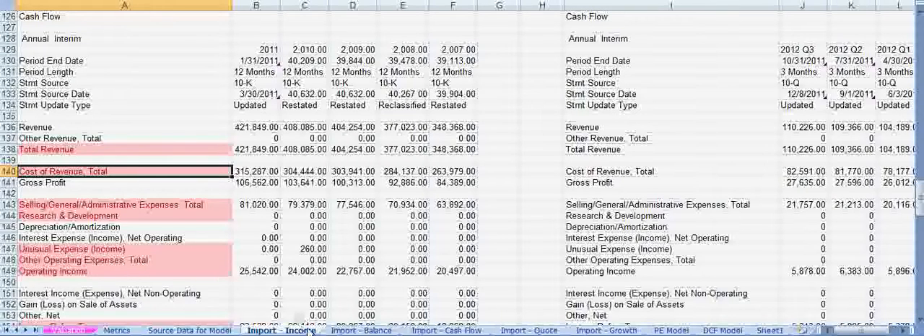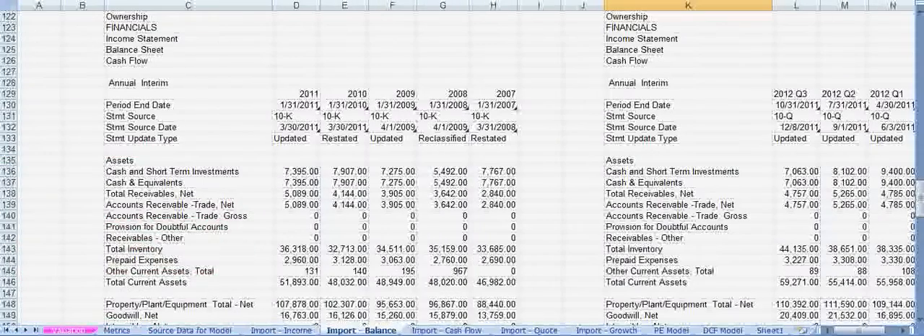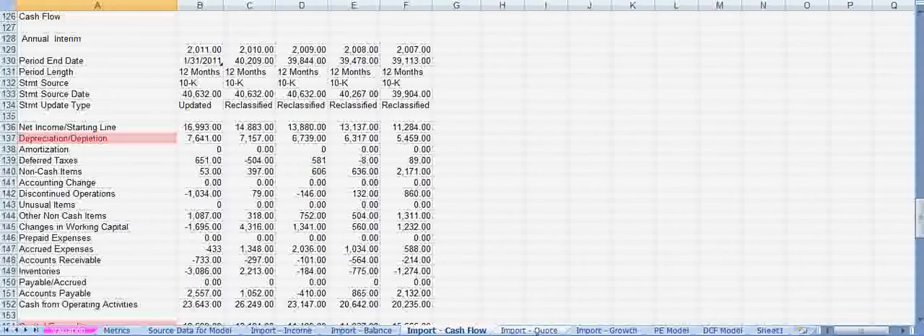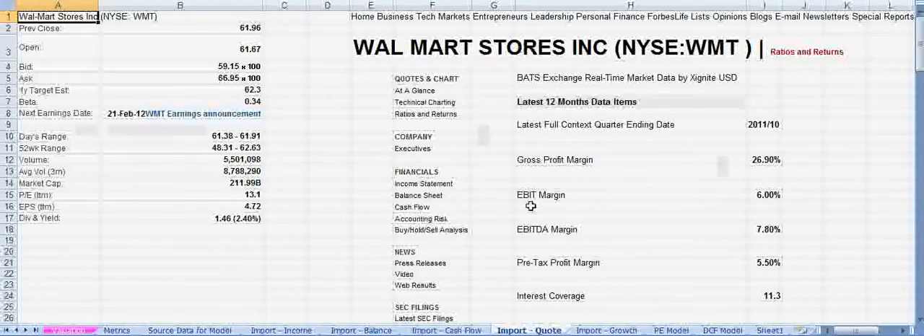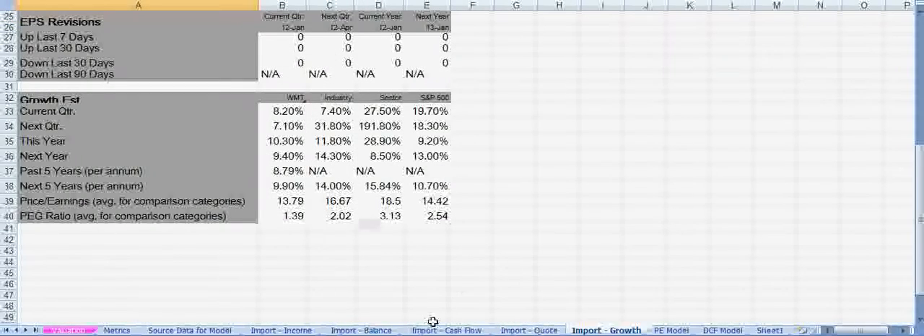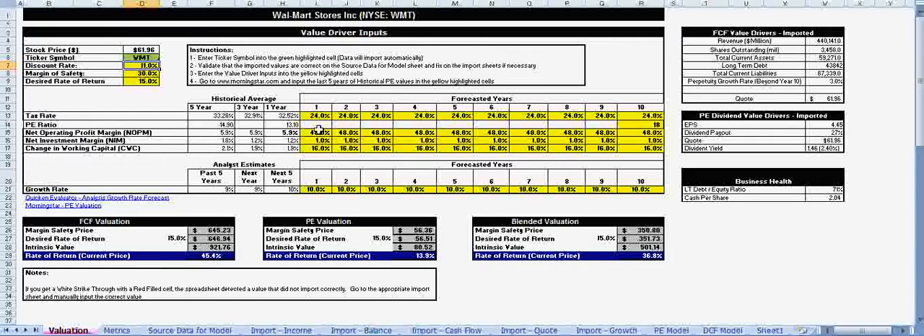We have all the income statements for the last 5 years, both the annual as well as the quarterly information, balance sheet, cash flow. We also have various quote information about the company, and analyst growth forecasts. Once you've got all that information imported, all you need to do is vary the value drivers.